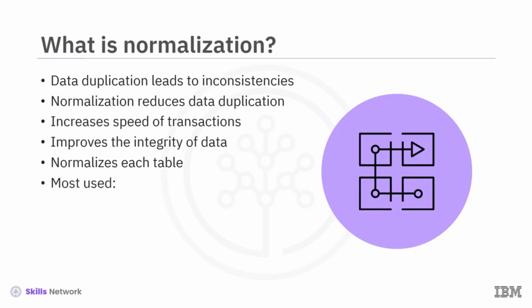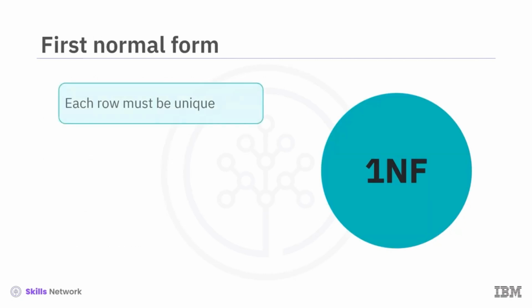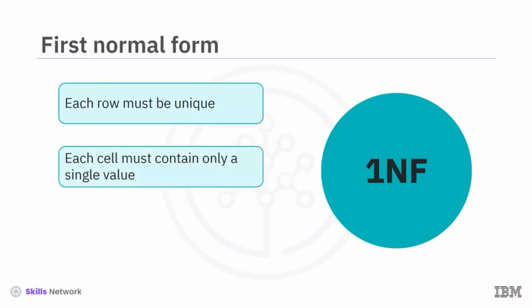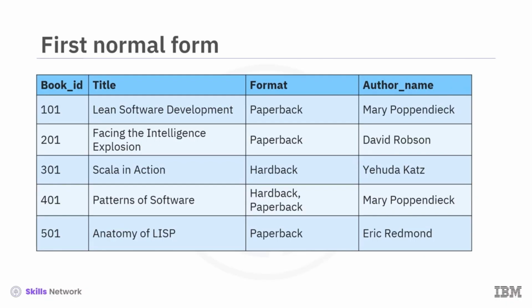There are several forms of normalization, and most data engineers will need to be familiar with the first normal form, second normal form, and third normal form. For a table to be in the first normal form, each row must be unique, and each cell must contain only a single value. First normal form is also called 1NF. Let's look at how you would normalize a simple table. In this example, the book table contains some basic information about books, including titles, formats, and authors.